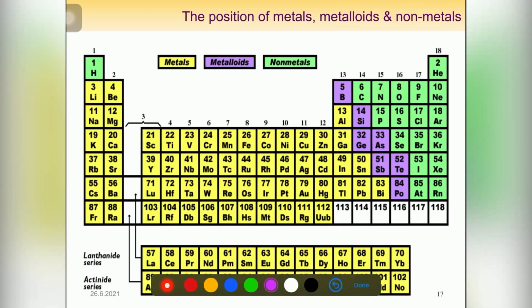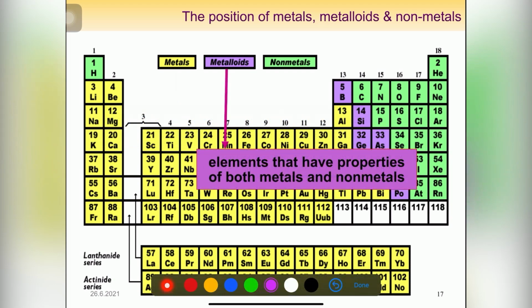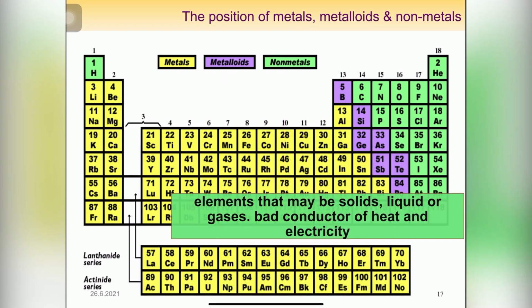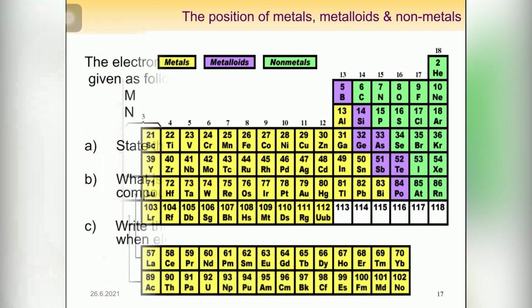Okay. The positions of the metals, metalloids, and non-metals. Metals, we refer to the elements that are shining, solid at room temperature, and good conductors of heat and electricity. For the metalloids, with the purple color, it is in between the metals and non-metals and has the properties of both metals and non-metals. And the non-metals, we refer to the solid, liquid, and gaseous. But it is non-metals.